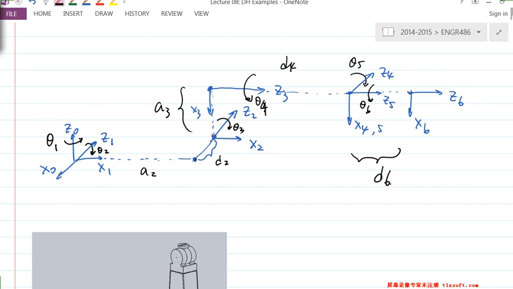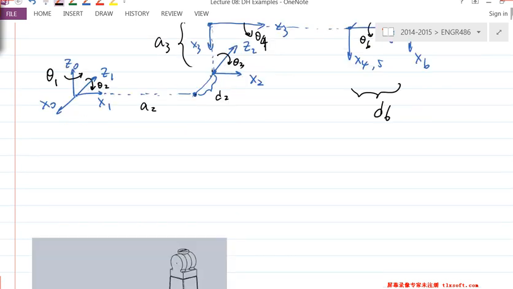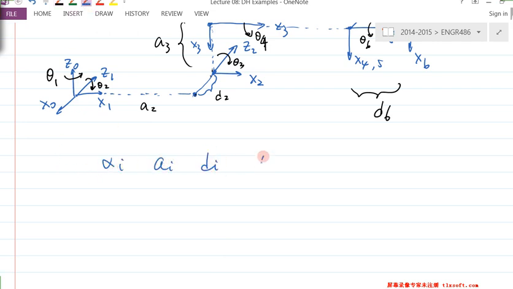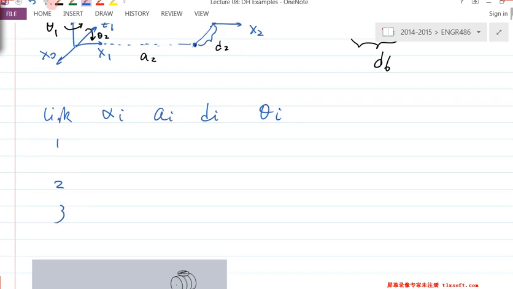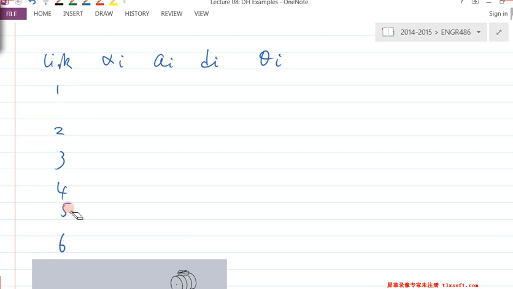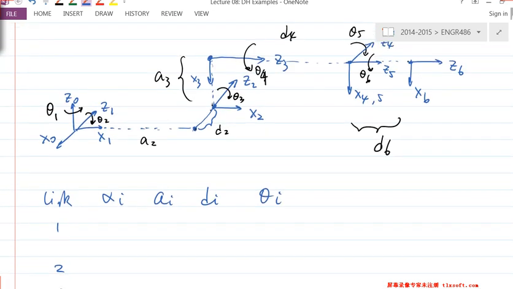So let's practice the DH now. DH table: alpha I, A I, D I, theta I. This is the link here. 1, 2, 3, 4, 5, 6. Can you write down a couple of these values, according to the frames' orientations like this? Just to practice.